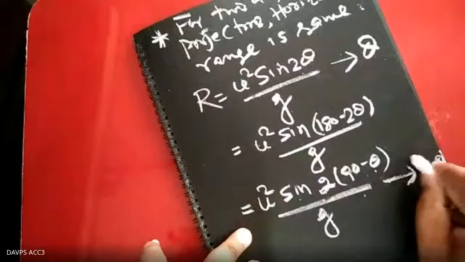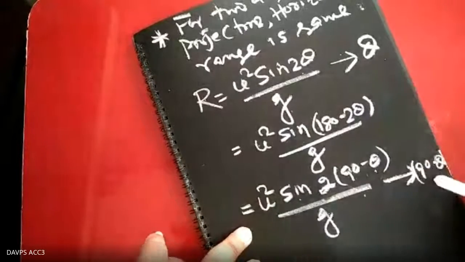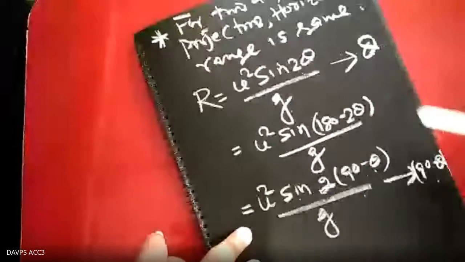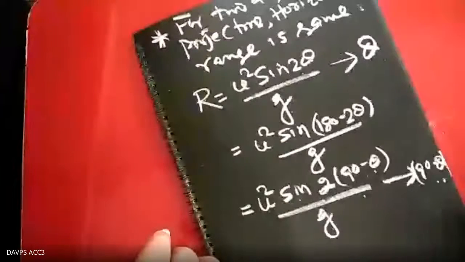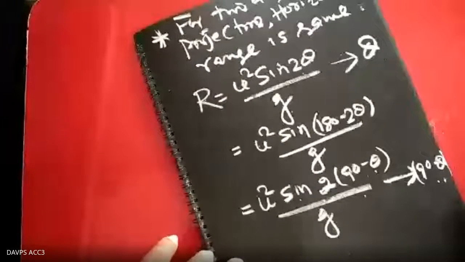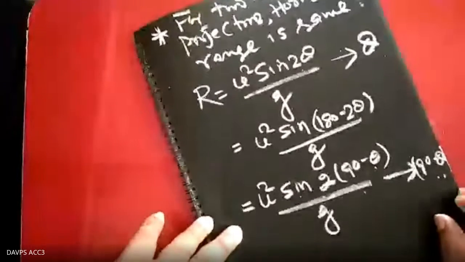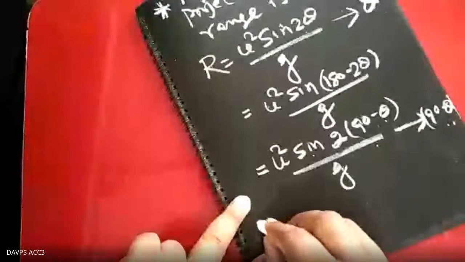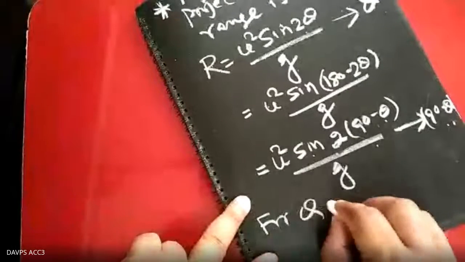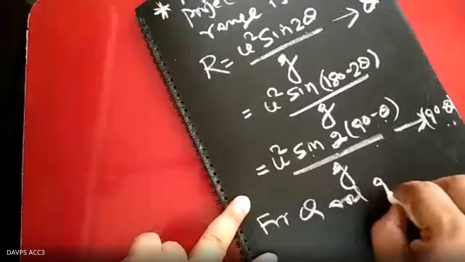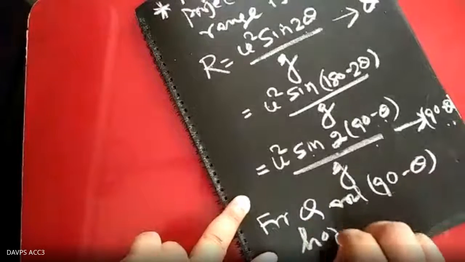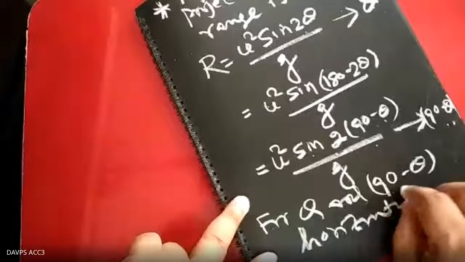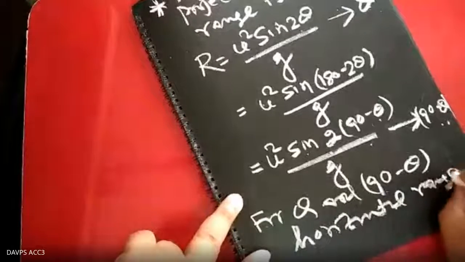Means it is clear that for theta and 90 minus theta, horizontal range is same. So we can write here, for theta and 90 minus theta, horizontal range is same.